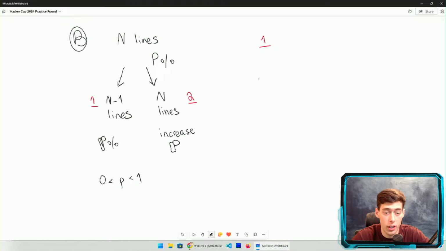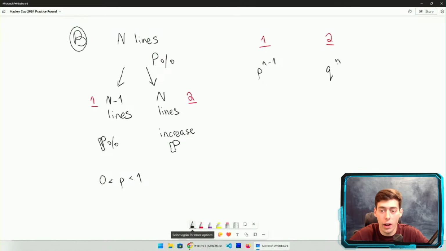And so in option 1, it's just p to the power of n-1. That's the probability of getting it right. And in option 2, if we increase the probability from p to some value q, then we get q to the power of n. And so we want to equate these, and we want to find q, and so q is just p to the power of (n-1)/n.